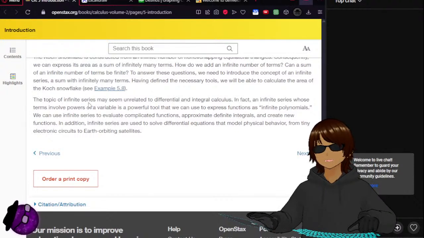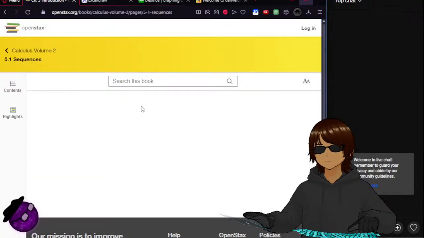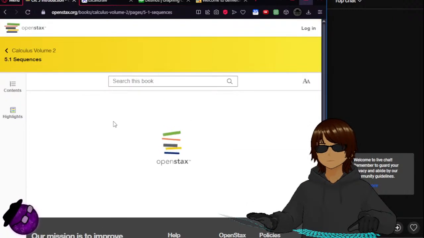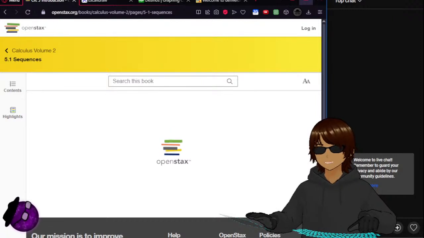The topic of infinite series may seem unrelated to differential and integral calculus. In fact, an infinite series whose terms involve powers of a variable is a powerful tool that we can use to express functions as infinite polynomials. Okay, it's going to take its time loading.